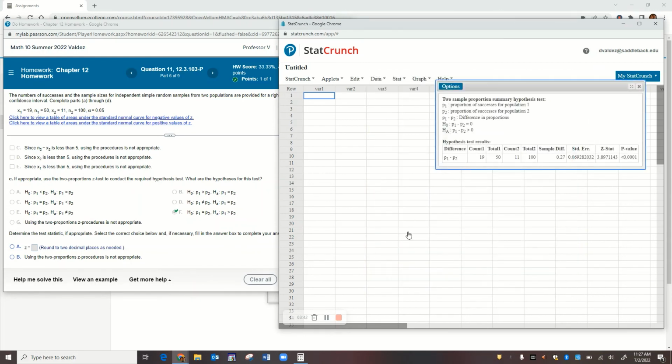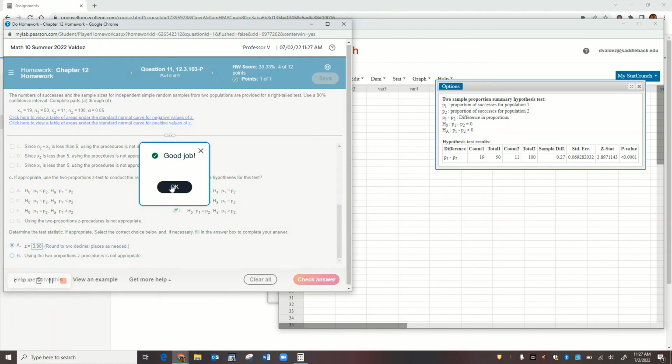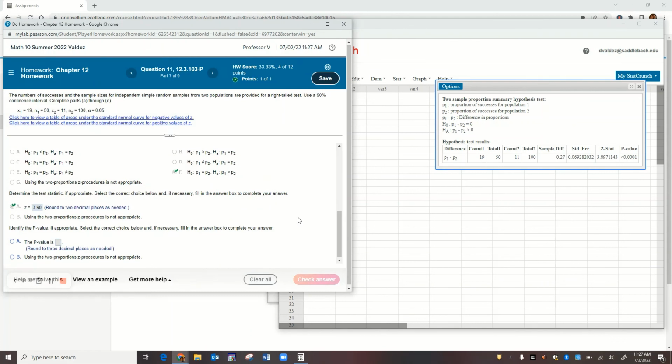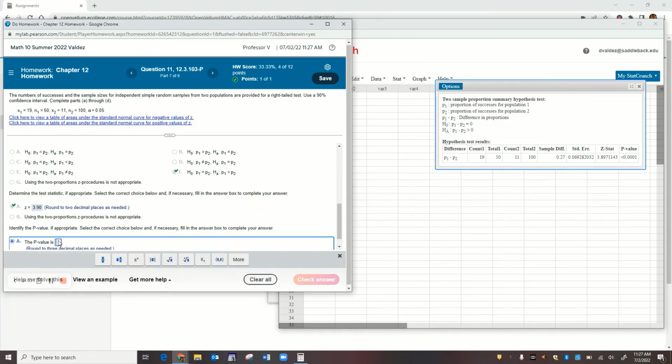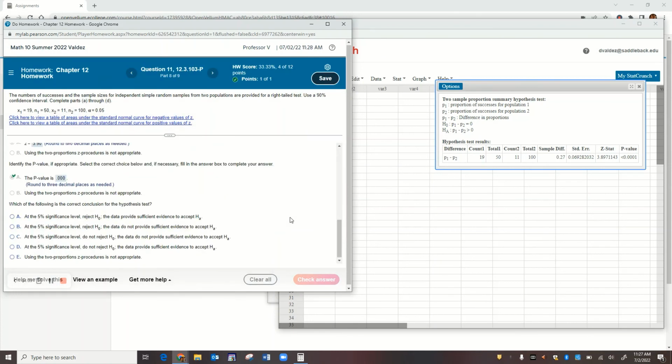All right, and compute. And here's our z-stat, if we're rounding to 2 decimal places, that's going to be 3.90. Okay, so let's scroll this down a wee bit. 3.90. Good job. And then the p-value is less than 0.0001. If we're rounding to 3 decimal places, those are all going to be zeros. It's a little weird, but whatever. It's a tiny, tiny p-value. So at the 5% significance level, remember, small p-value, less than alpha, reject the null. So it's either A or B. And the data do provide sufficient evidence. So A, do provide. Check your answer.